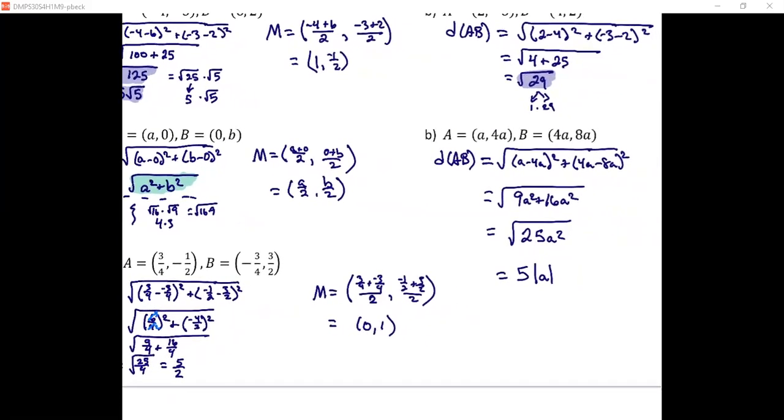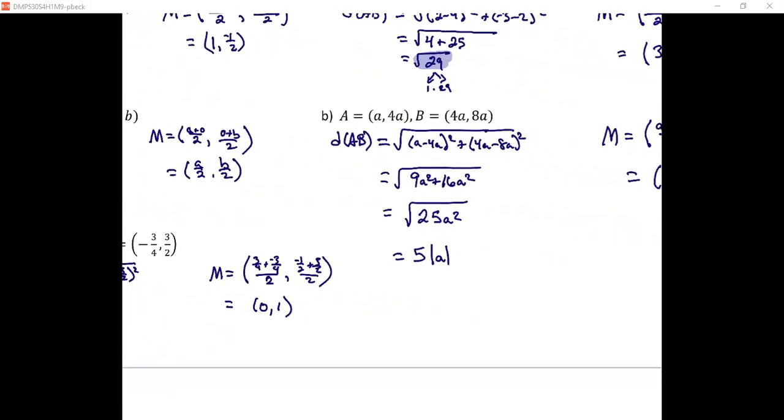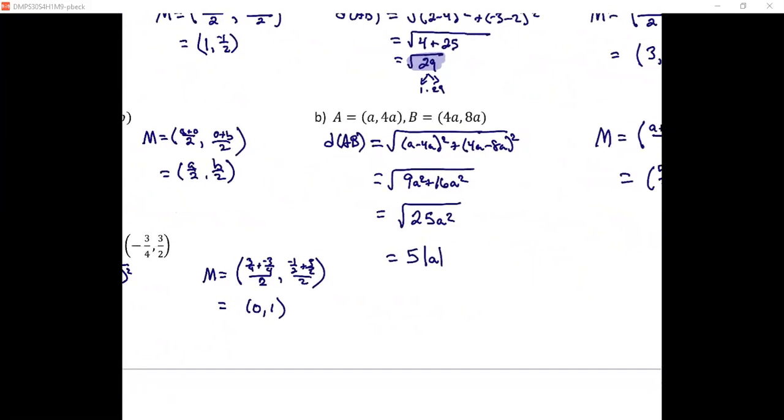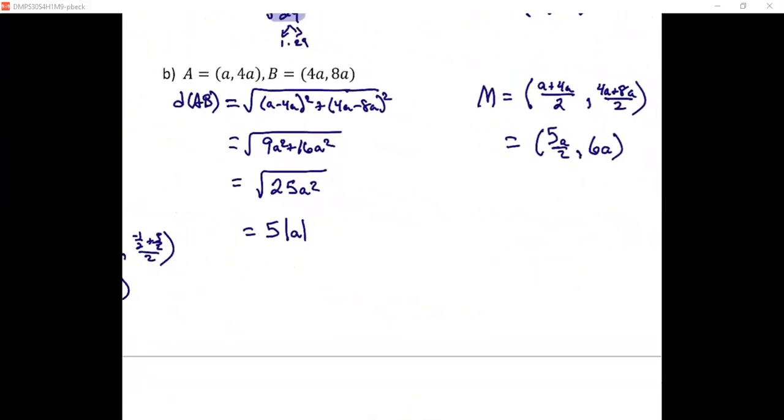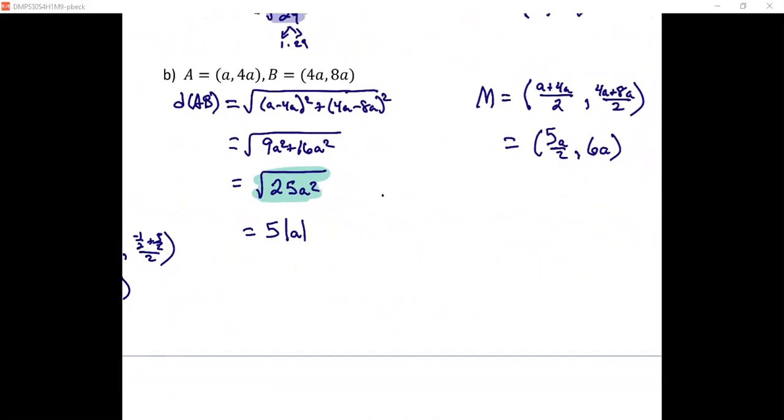Midpoint, a over 2 comma b over 2. For part B, what I like about this problem, which is set up intentionally, is that we end up with this solution of the square root of 25a squared. A lot of students like to say, oh, that's just 5a. One of the things that we have to be very, very careful of is the square root of a squared is not just a.